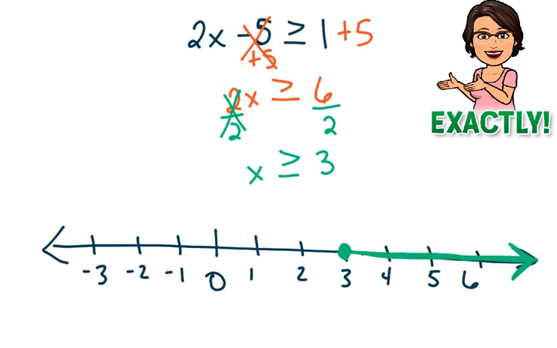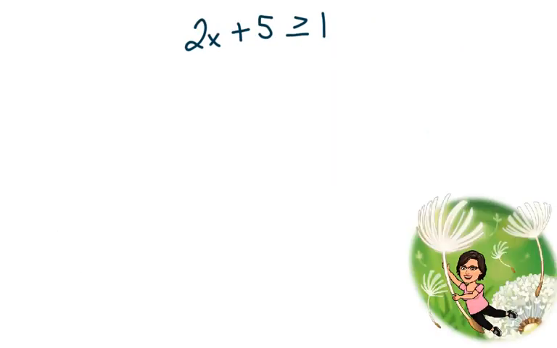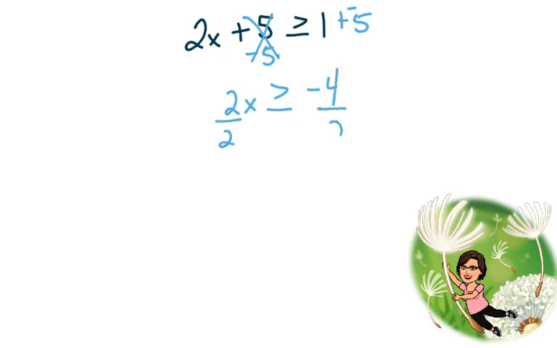All right, try this one on your own. Good job. All right, let's see what you did. You should have first subtracted 5 from both sides. That would have canceled that out. So 2x is greater than or equal to 1 minus 5, which is the same as 1 plus negative 5, which is negative 4. Divide both sides by 2. So x is greater than or equal to negative 4 divided by 2, which is negative 2.